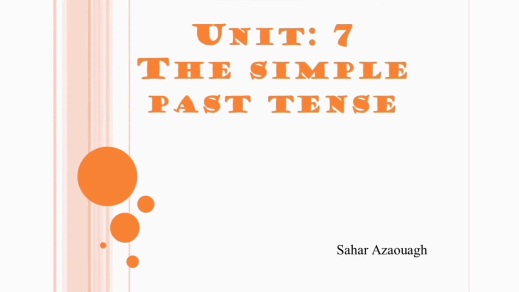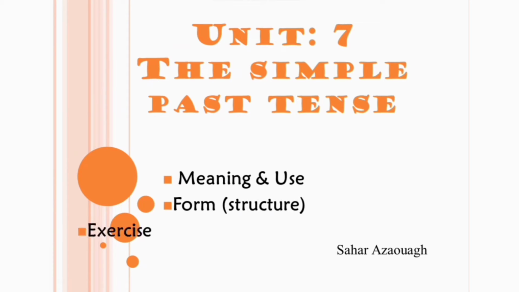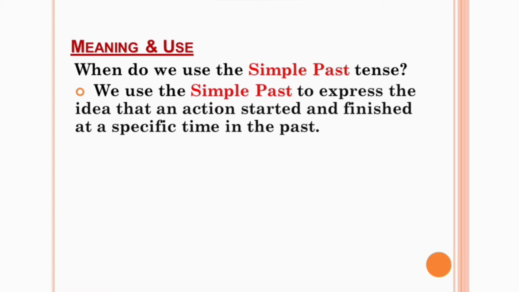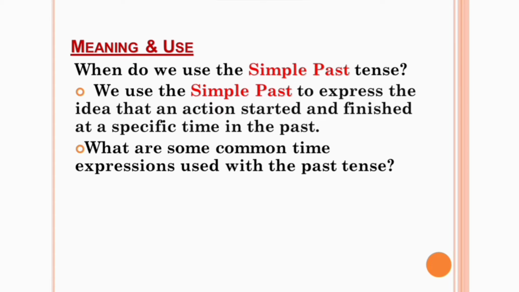Today I'm going to revise with you the simple past tense as I promised before. So, what are the most important rules of the past simple tense you should know, and when do we use it? When do we use the simple past tense? We use the simple past tense to express the idea that an action started and finished at a specific time in the past.